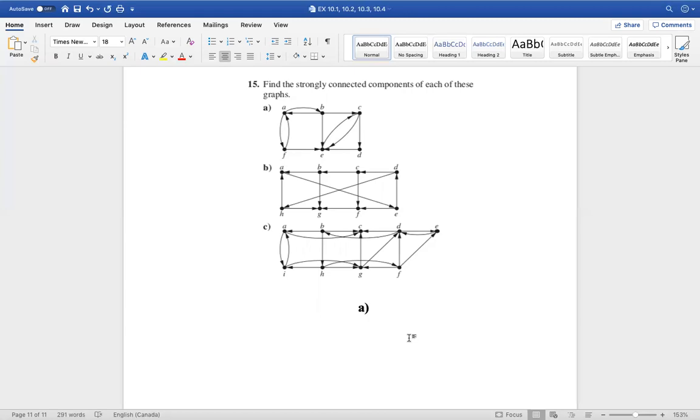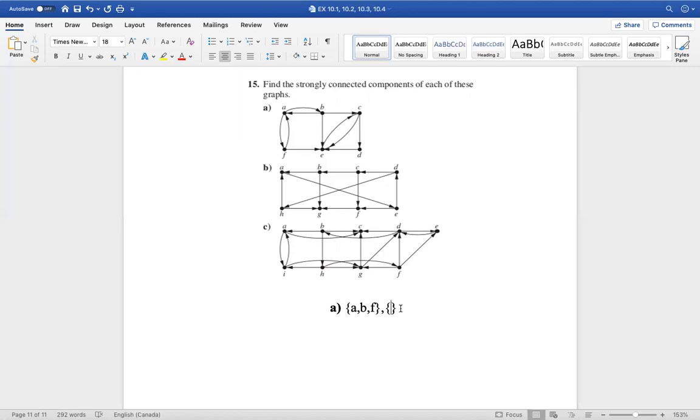For part A, we have the strongly connected components. If we take the node A, we have an edge going to B, and then there is an edge going from B back to A. Likewise for F as well, right? So I can always come back to where I start. From A, I can go to B and come back to A. I can go to F and I can come back to A. So we say that the strongly connected component is this one set here, ABF, because it forms a loop, and we can come back to where we started.